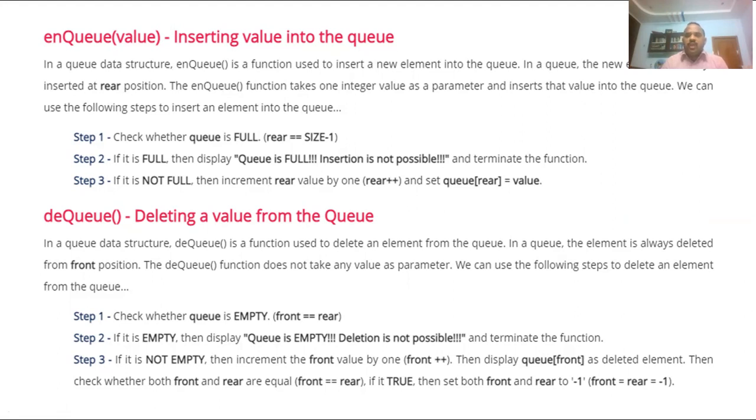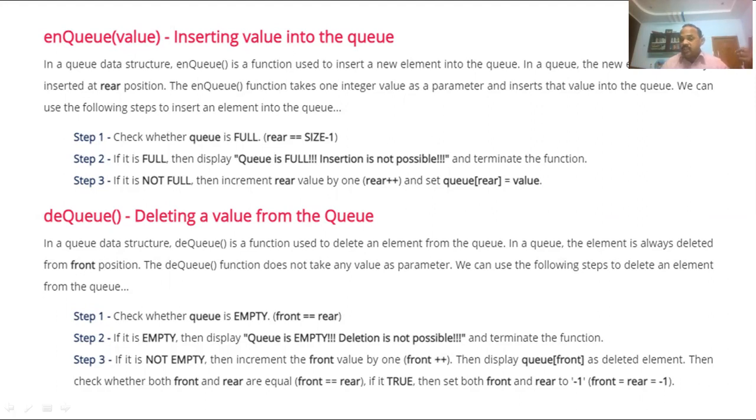In a queue, the new element is always inserted at the rear position. The NQ function takes one integer value as a parameter and inserts that value into the queue. We can use the following steps to insert an element into the queue. The first step, check whether the queue is full or not.